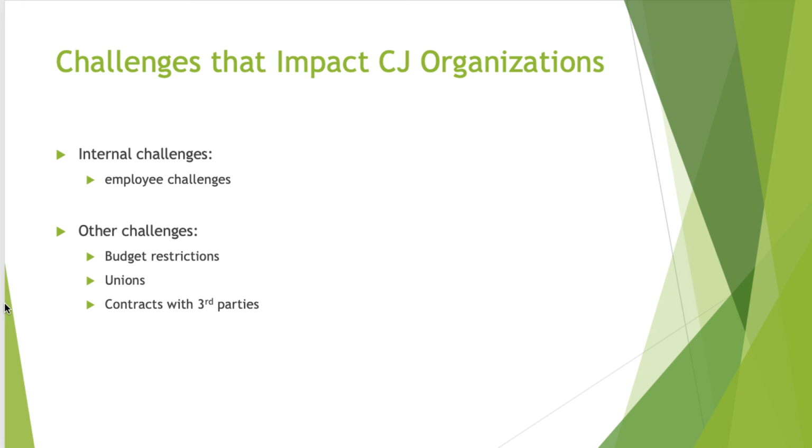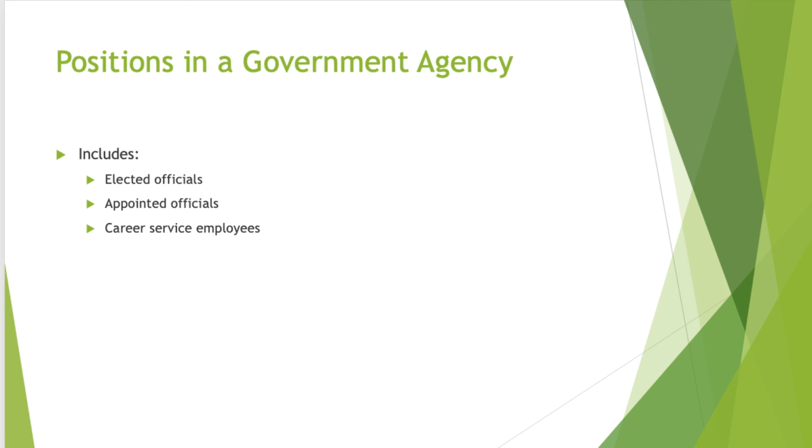So the last thing we're going to really cover, I guess the second to last thing we're going to cover today, is the makeup and positions inside of a government agency. So this is taking a different look, and this is not just criminal justice specific, this is any government agency. So we're taking a step back and not looking specifically at criminal justice, but looking at it a little bit differently. There are several positions in a government agency. The ones that we're going to focus on today include your elected officials, as well as your appointed officials and career service employees. And those are the three that we're going to focus on right now.